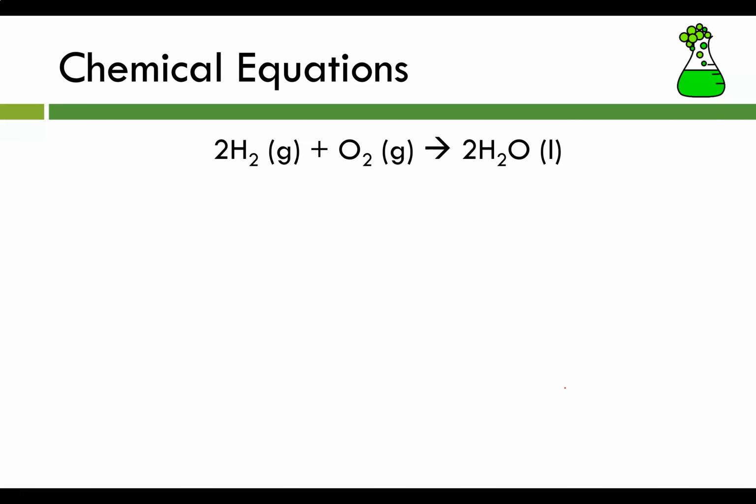What does this mean? There's a ton of information packed into a chemical equation. Those numbers that come in front of the H2 and the H2O are called coefficients. And ultimately, that's what we're going to be using to balance an equation.